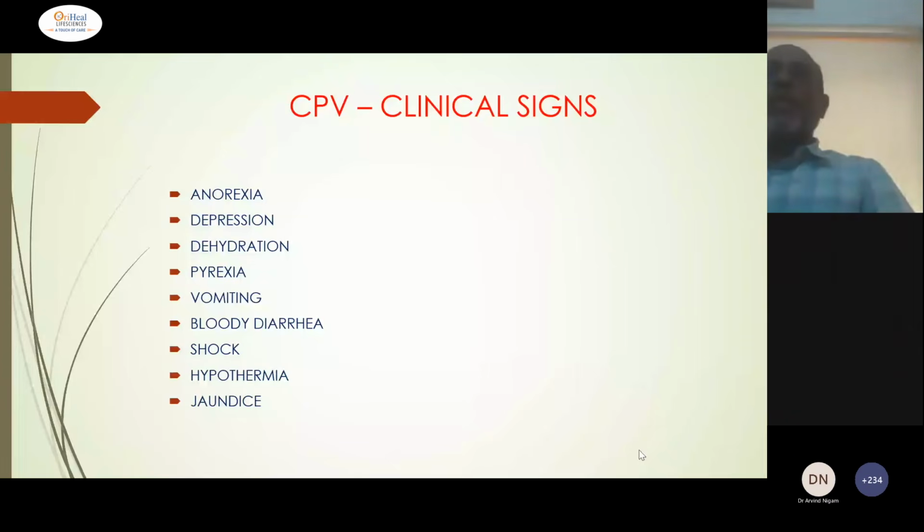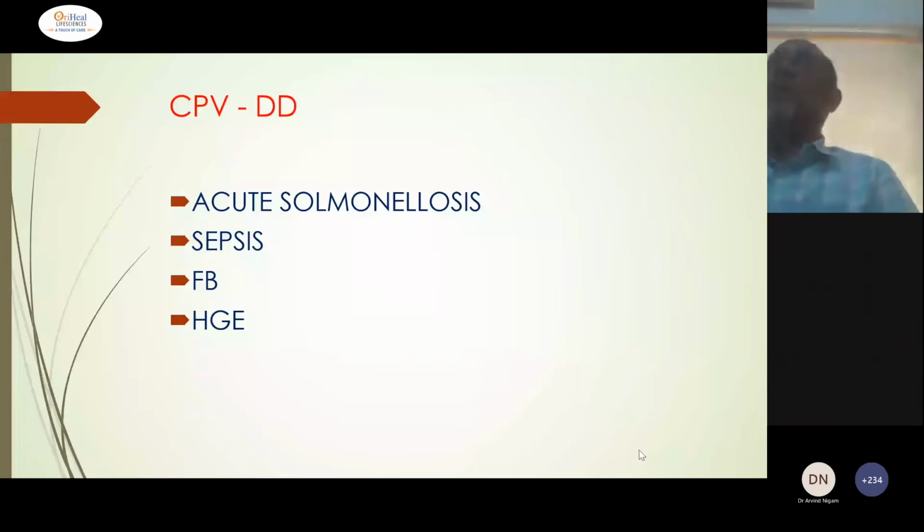What are the differential diagnoses? Acute salmonellosis, I told you, hemorrhagic gastroenteritis. Sepsis, any case of sepsis. Maybe it has a severe pyometra and has gone into sepsis. There also you have bloody diarrhea, which is foul smelling. But there the problem is the pyometra.